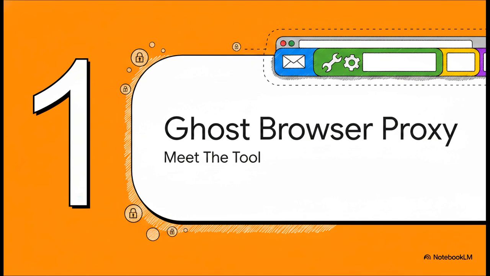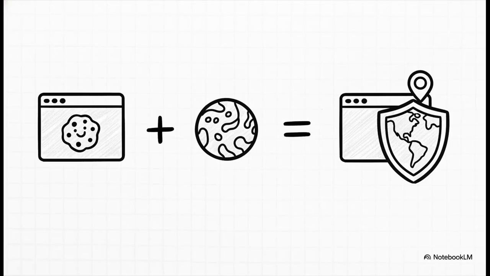That brings us to Section 1. Meet Ghost Browser Proxy. Ghost Browser is a Chromium-based productivity tool that essentially took this whole idea of session isolation and made it highly visual and accessible using a really clever color-coded system. You might have a blue tab for your personal Gmail, and right next to it, a green tab logged into a client's completely separate workspace.